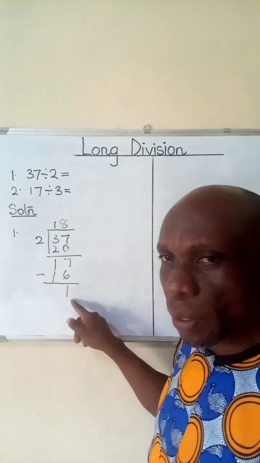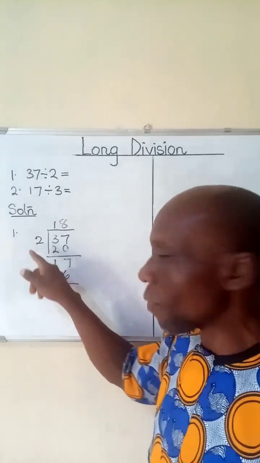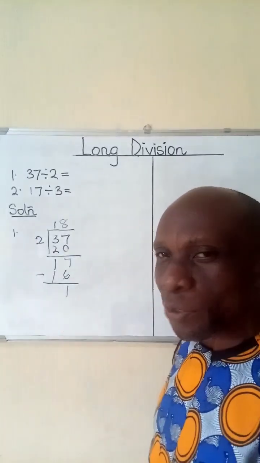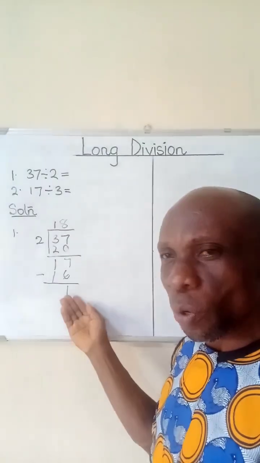Here the dividend, the number we need to divide next, is less than the divisor. So what do we do? 2 goes into 1. That's not possible. There's no way you can bring out 2 whole numbers from 1.